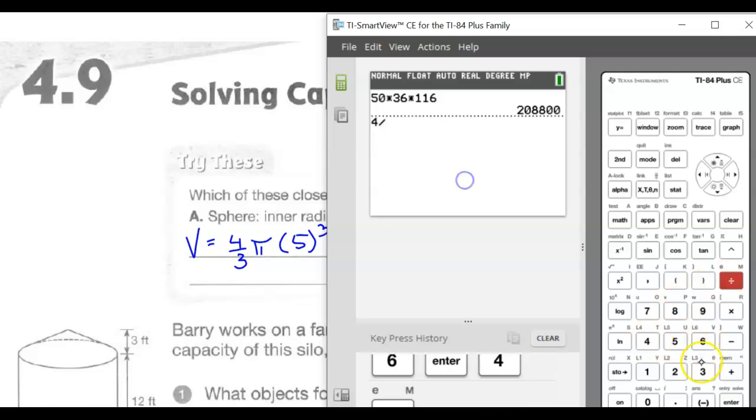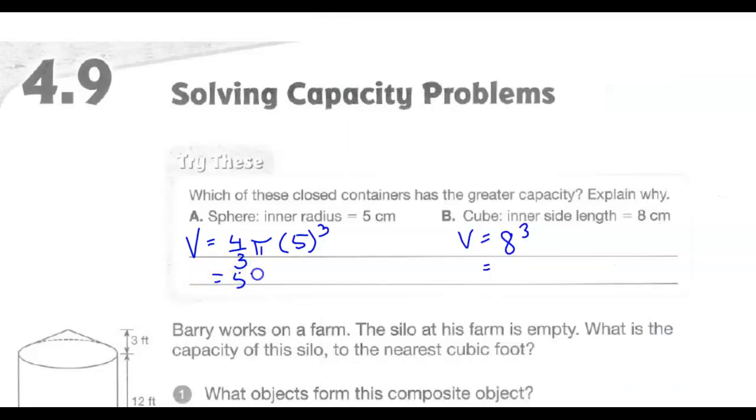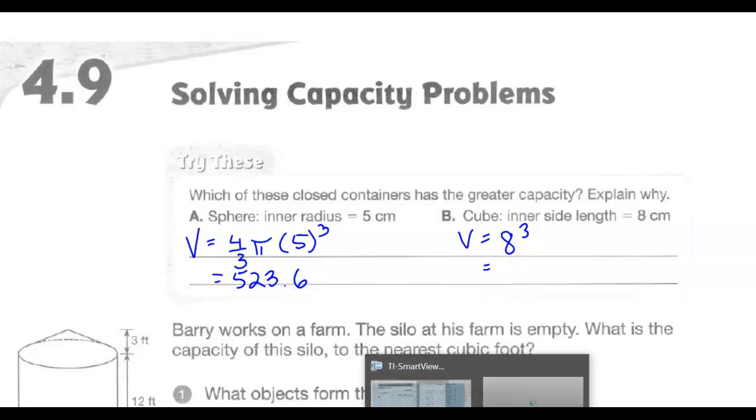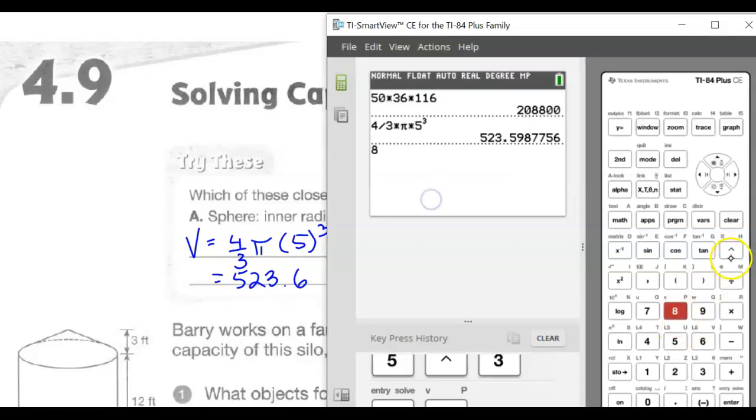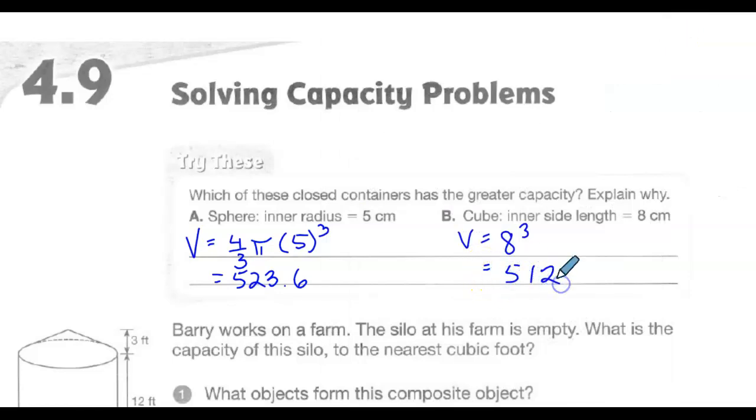So 4 divided by 3 times pi times 5 cubed is 523.6. And 8 cubed, 8 to the exponent 3, is 512. So in this case, which is greater is the sphere. This is centimeters cubed, which would be equal to milliliters. Same for both of them.